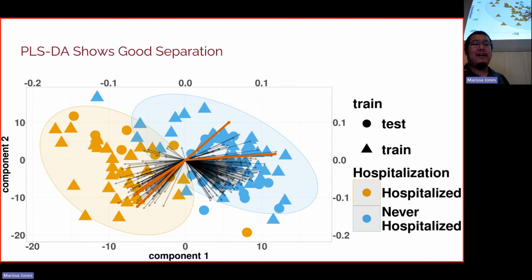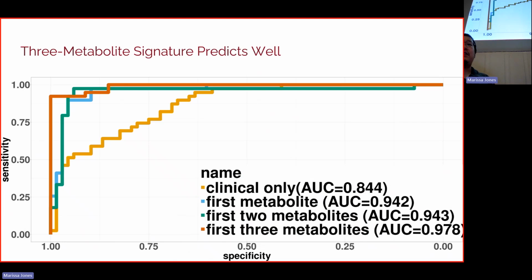And next step, we want to create a predictive model using those metabolites. And so here we show the ROC curves of those models. We started from the clinical covariate only model, which includes age, sex, and BMI, and then we sequentially add one more metabolite to the model.